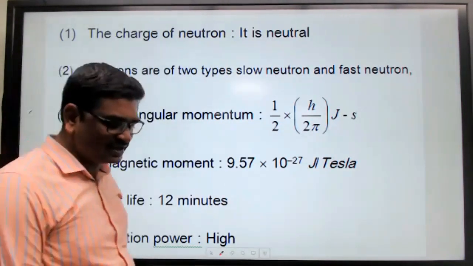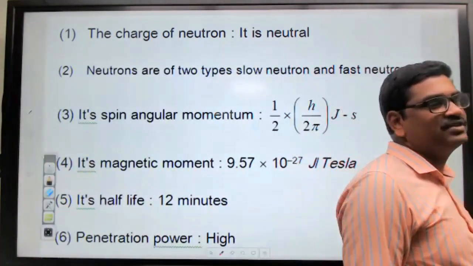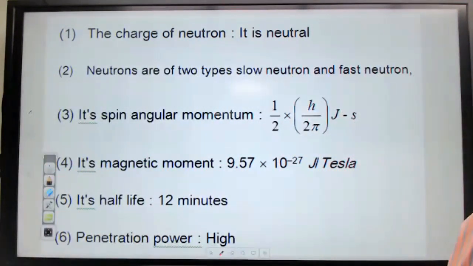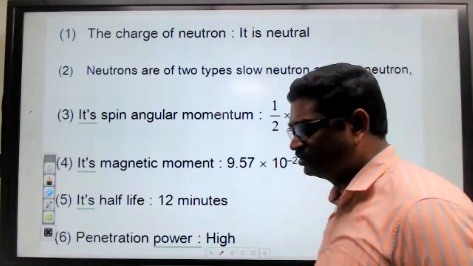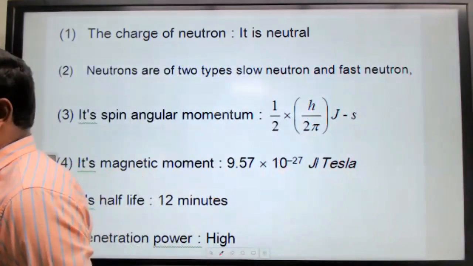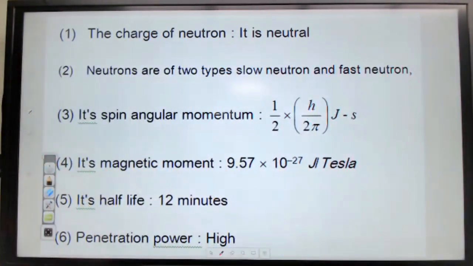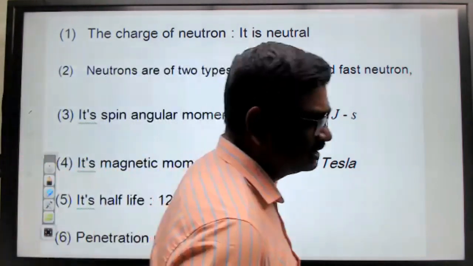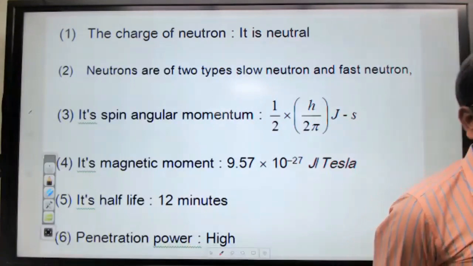Now, general properties of neutron. What about the charge of the neutron? The neutron is neutrally charged, not positive and not negative. Electrically it is neutral. Next, neutrons can be divided into two types: one is the fast moving neutron and the second is the slow moving neutron.